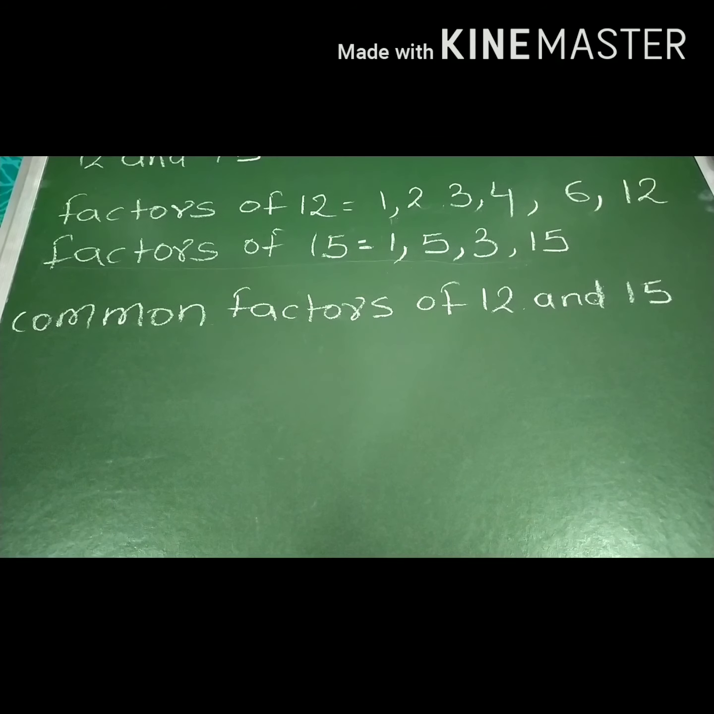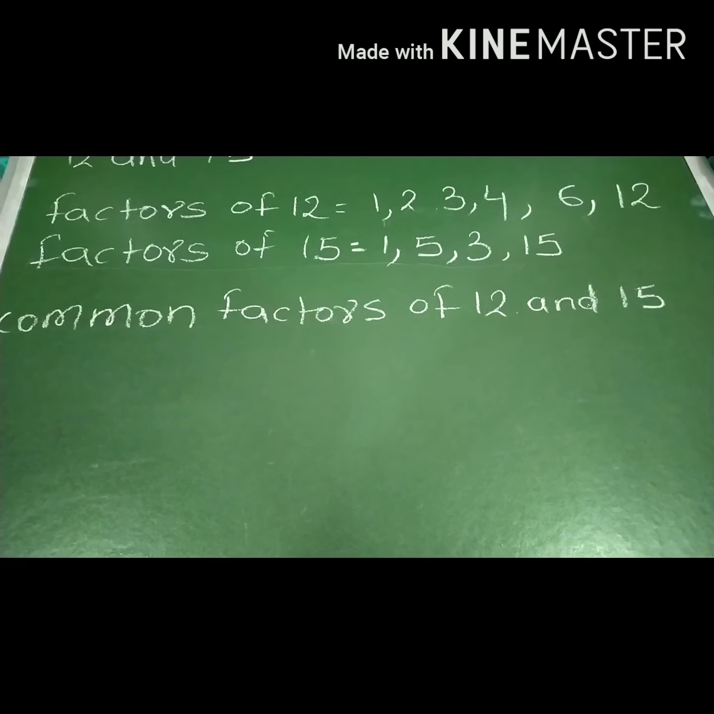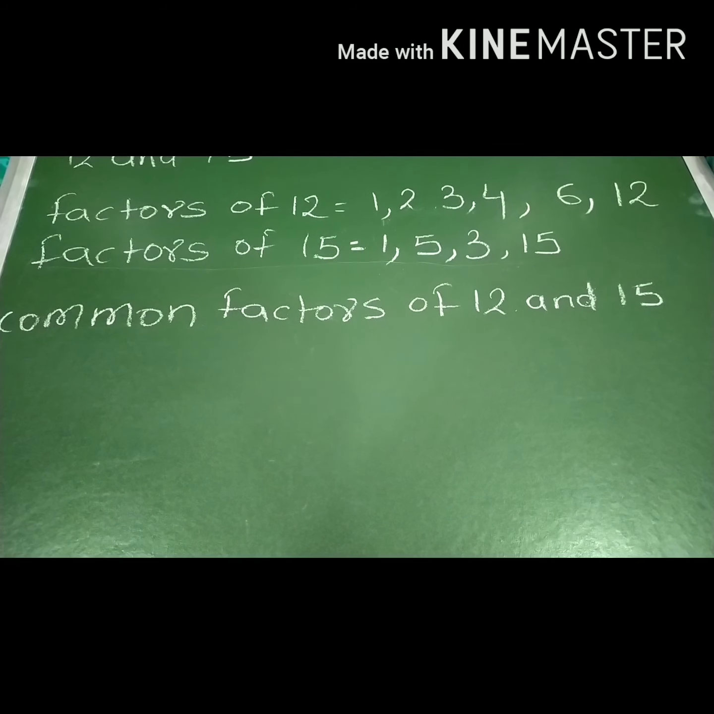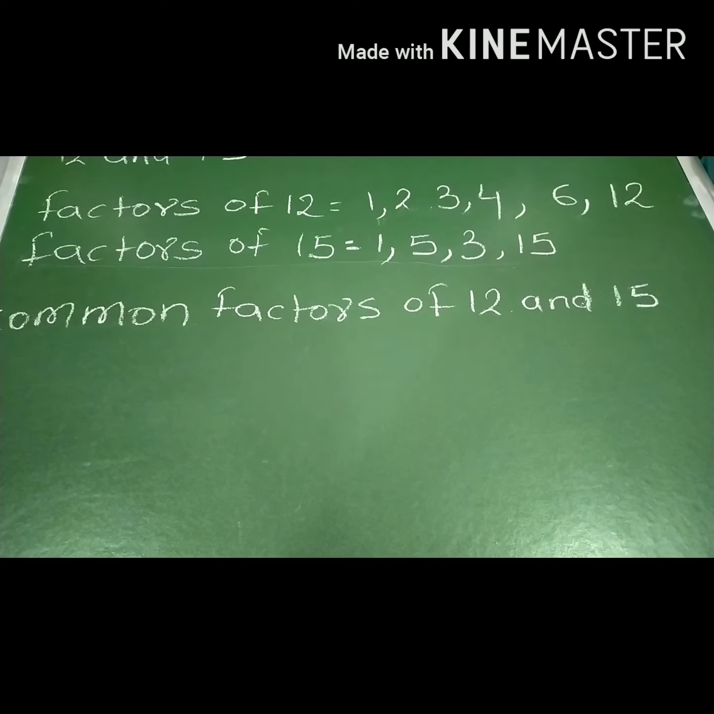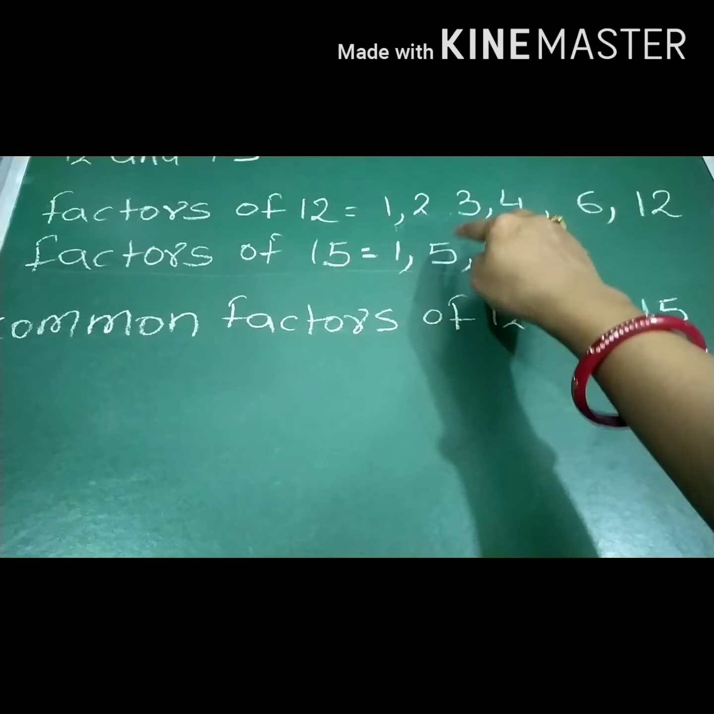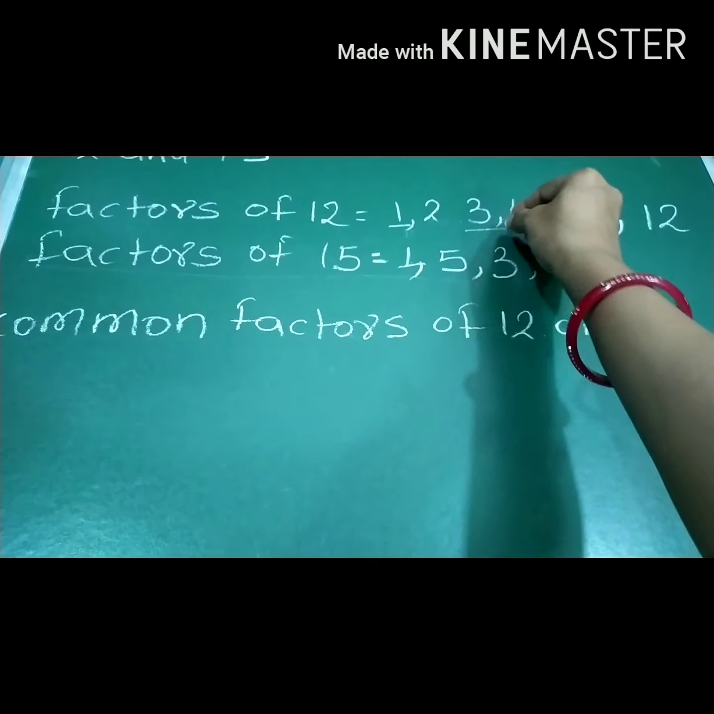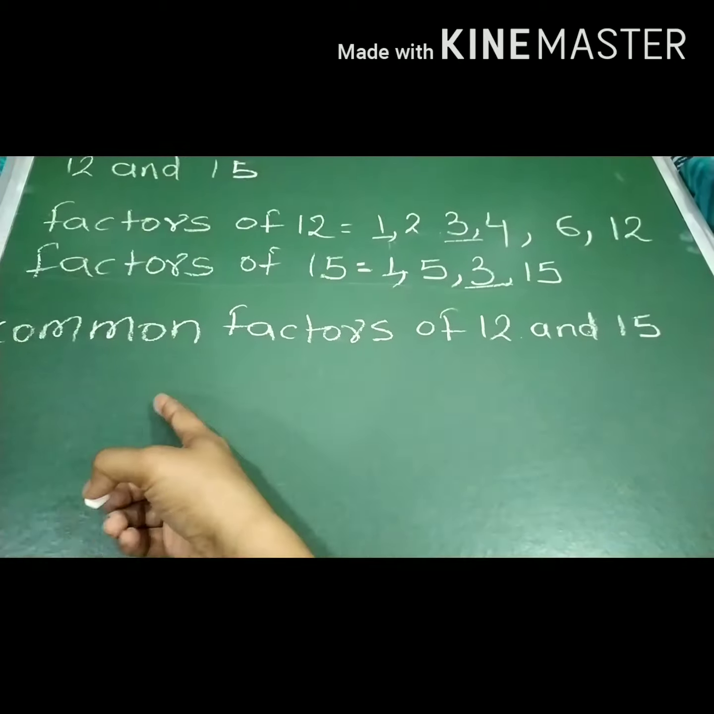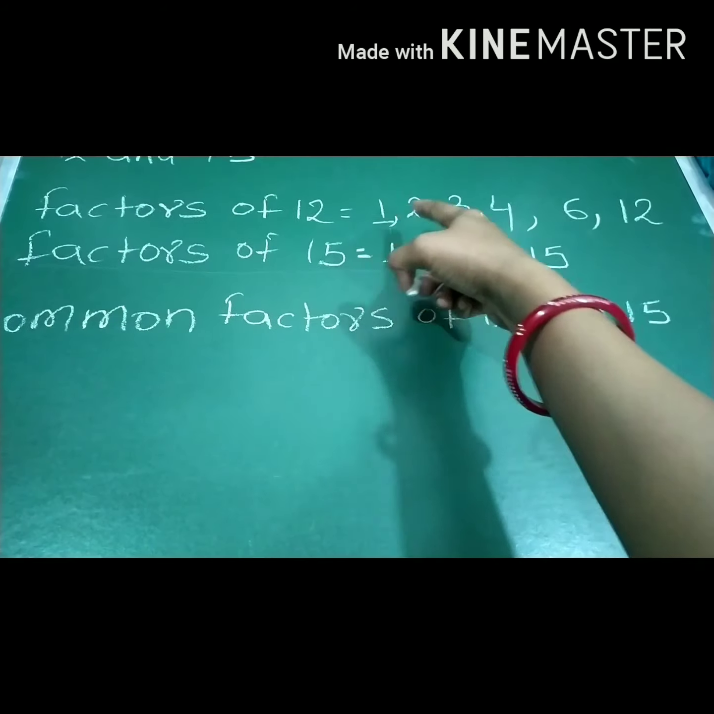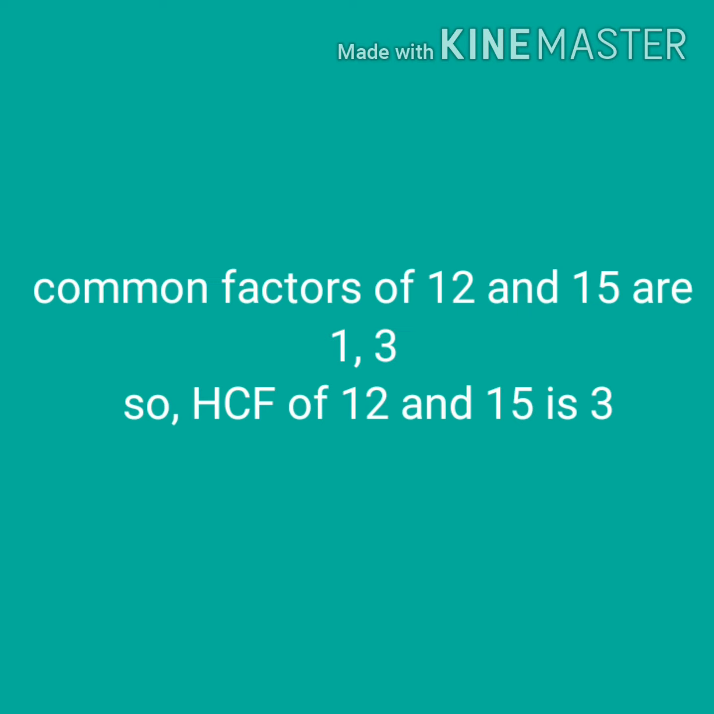Next step is find out the common factors of 12 and 15. We have already learned how to find out the common factors. It means the numbers which are present in both the factors, right? So here you can see 1 and 3. So common factors of 12 and 15 are 1 and 3. So write 1 and 3. So HCF of 12 and 15 is 3. As from 1 and 3, 3 is the highest or greatest number that will divide 12 and 15 without leaving any remainder. So HCF is 3.